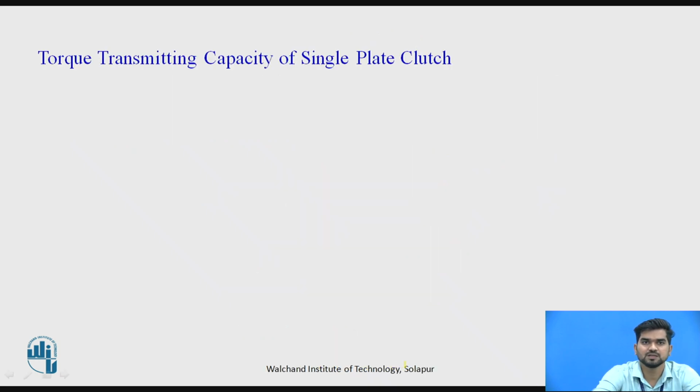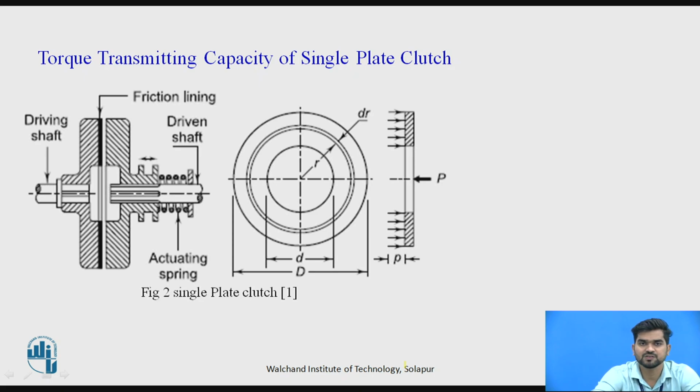Now we will see how to calculate the torque transmitting capacity of the single plate clutch, because ultimately we should know how much torque should be transmitted by the clutch. So what is the capacity of that? These are the same diagrams I have drawn. This is the driving shaft, this is the driven shaft. In between them the clutch plate is there, connected to the flywheel, and this is connected to the driven shaft. If I press the pedal, the pressure plate gets relieved from the clutch plate, so that the disengagement occurs.